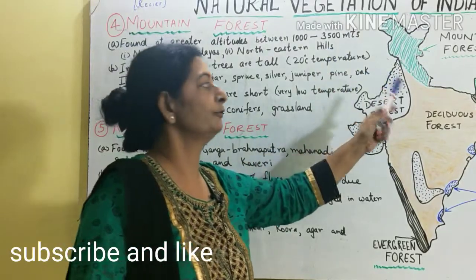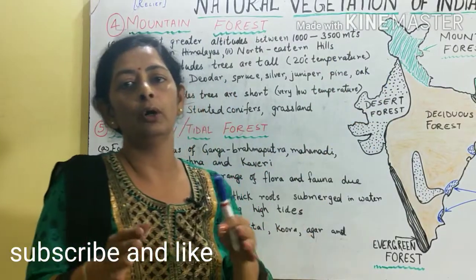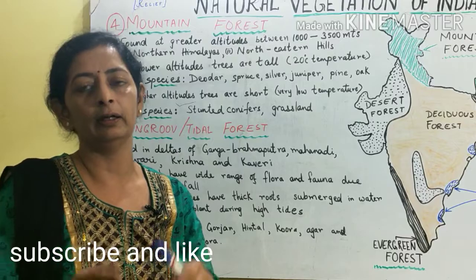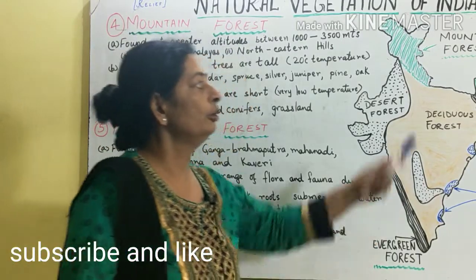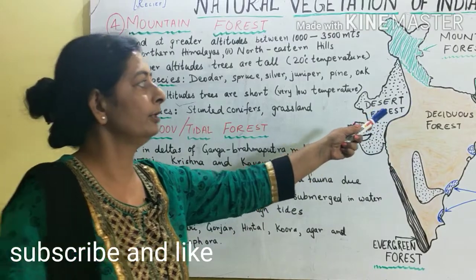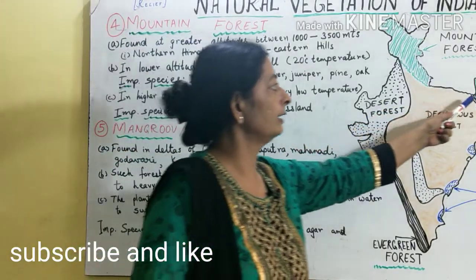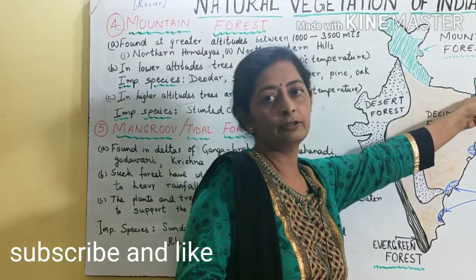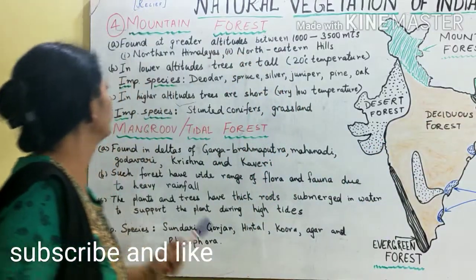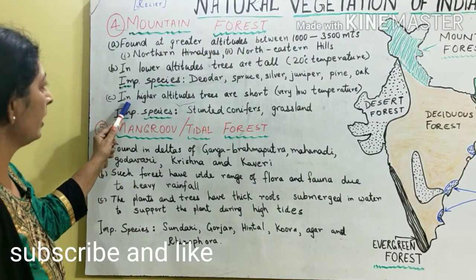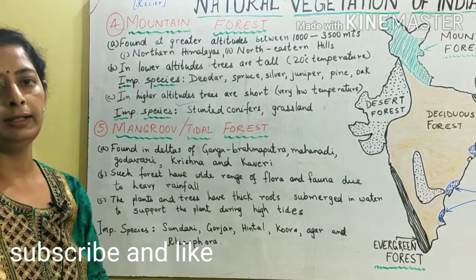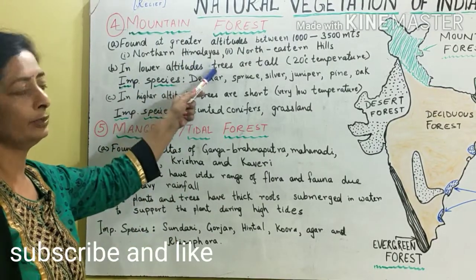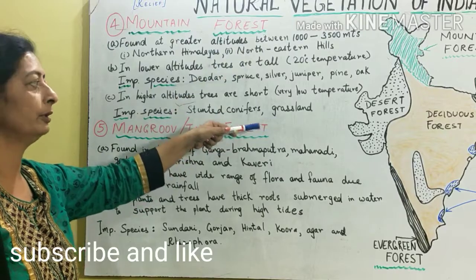So these types of trees are found in lower altitudes, especially in the lower regions of the Himalayas and in the northeastern hills region. There we can see Sikkim and northern parts of Arunachal Pradesh. These trees are also found on higher altitudes, but there is one difference in the trees which are found in lower altitudes and higher altitudes.